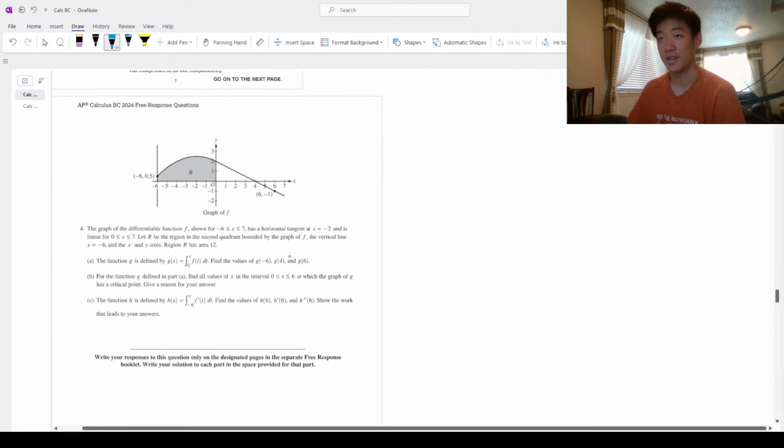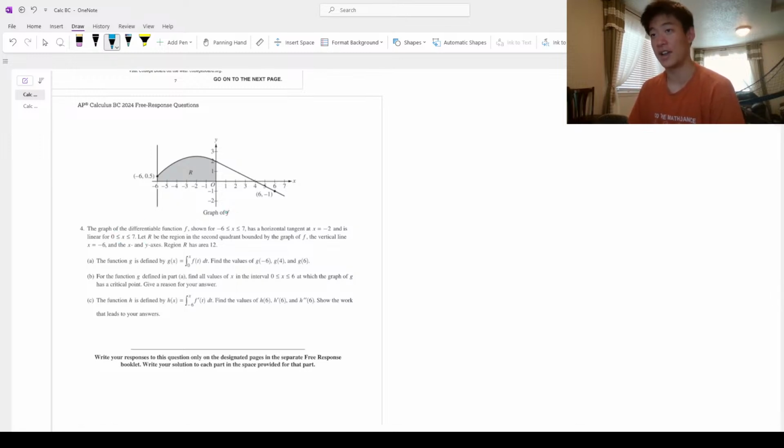Alright, question 4. I think this was also on AP. Alright, so the graph of differentiable function f is shown for -6. Okay, so this is the domain. It has a horizontal tangent at x equals -2. Okay, so this is like a horizontal tangent. Okay, good to know. It is linear for 0 less than x less than 7.